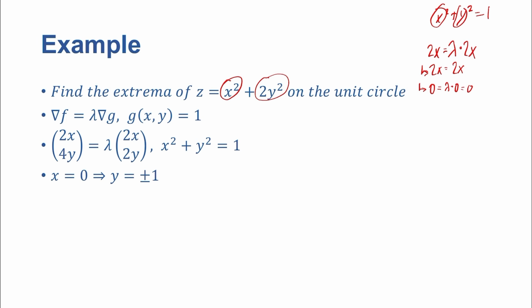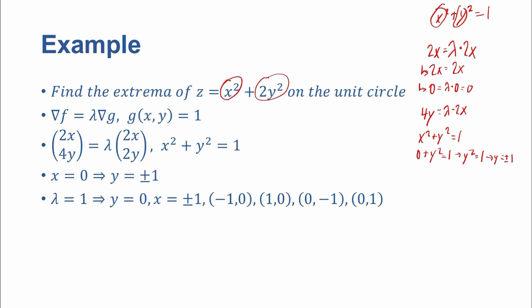So if I have x equals 0, I can plug that into the bottom equation, which says that 4y equals lambda times 2y, or I plug it into the circle equation, x squared plus y squared equals 1. I think it's easier if we put it into the circle equation. So if I plug in x equals 0, 0 plus y squared equals 1, thus y squared equals 1, so then y equals plus or minus 1. Okay, so we found some y values.